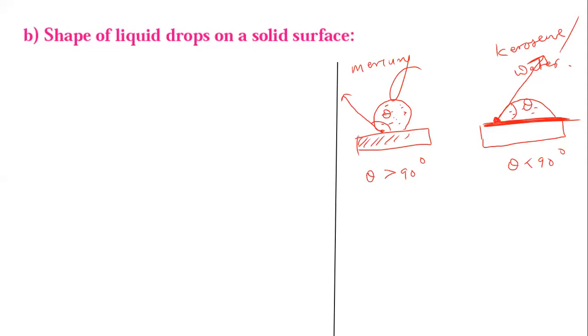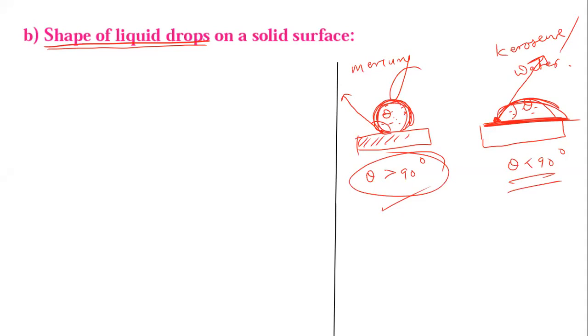So that shape of the liquid drop, that article we have to discuss. Means this angle of contact decides the shape. Means if the angle of contact is less than 90 degrees, you get a flat shape of the liquid drop, like this. If the angle is greater than 90, you get a spherical shape here. Okay? So this article we have to discuss here.